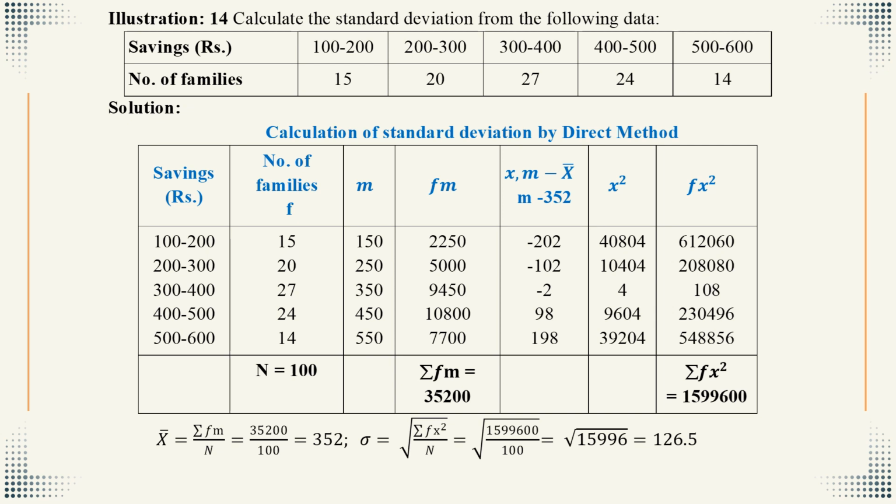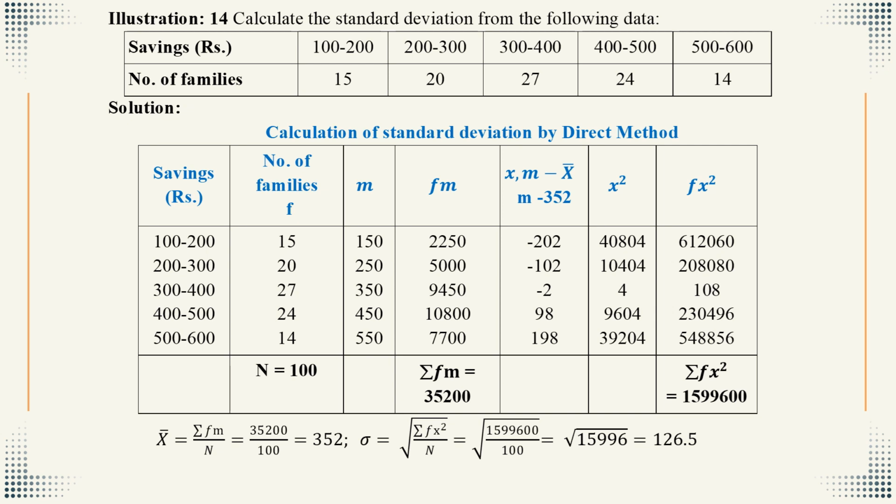Minus 202 into minus 202 becomes plus, that is 40,804. Like that 102 into 102, 10,404. Then 2 into 2, 4. 98 into 98, 9,604. 198 into 198, 39,204. Then fx square to be calculated. The F value should be multiplied with this number. That means 15 into 40,804. 20 into 10,404. 27 into 4, that is 108. 24 into 9,604, that is 2,30,496. Then 14 into 39,204, that is 5,48,856.